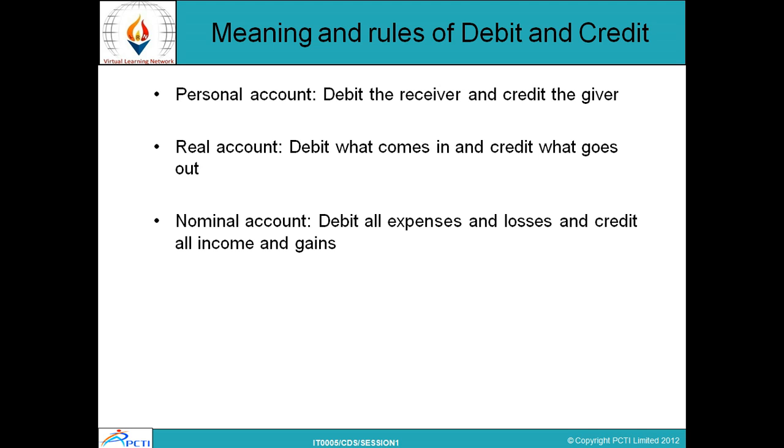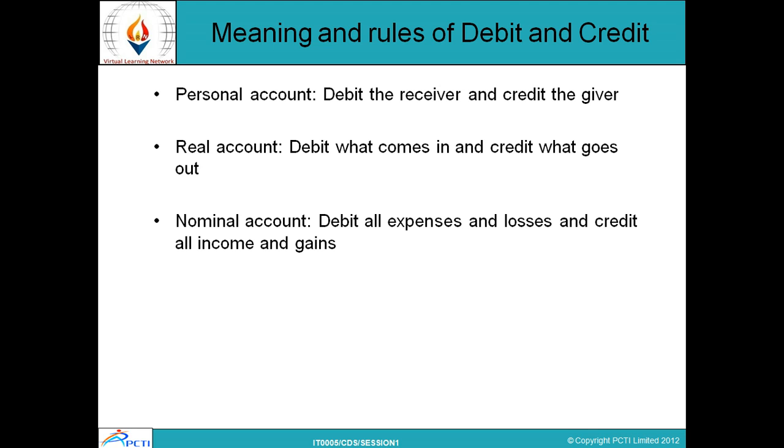Let's take one example and understand the traditional approach. The example is: Mr. Chopra started his business with cash. The first transaction, Mr. Chopra started his business with the cash. So how will the transaction be affected under the traditional approach?